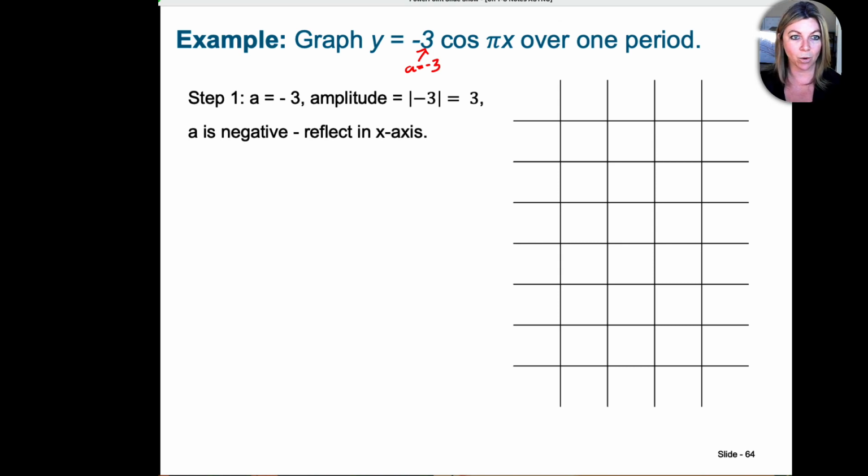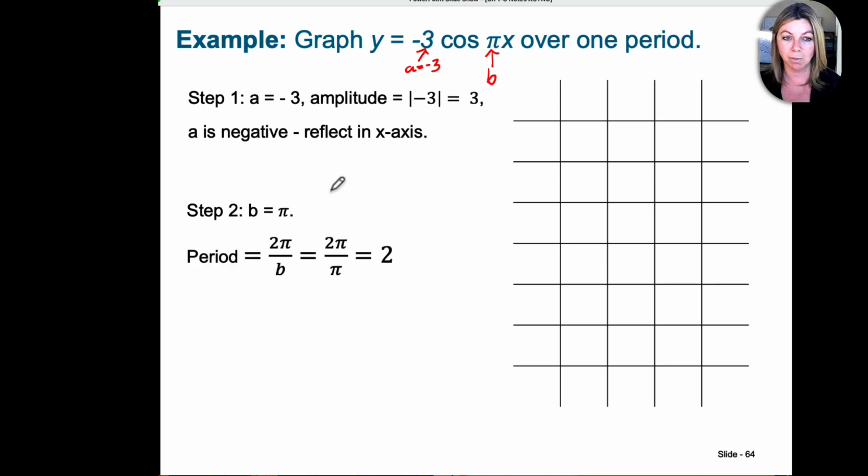Alphabetical order. After lowercase a, lowercase b. B is pi, and that is not the new period. That is going to affect the period. So if b equals pi, we take the parent function's period, which is 2 pi, and divide it by b. In this case, that's 2 pi divided by pi, which is just 2. So it takes 2 distance along the x-axis to complete 1 cycle of cosine.